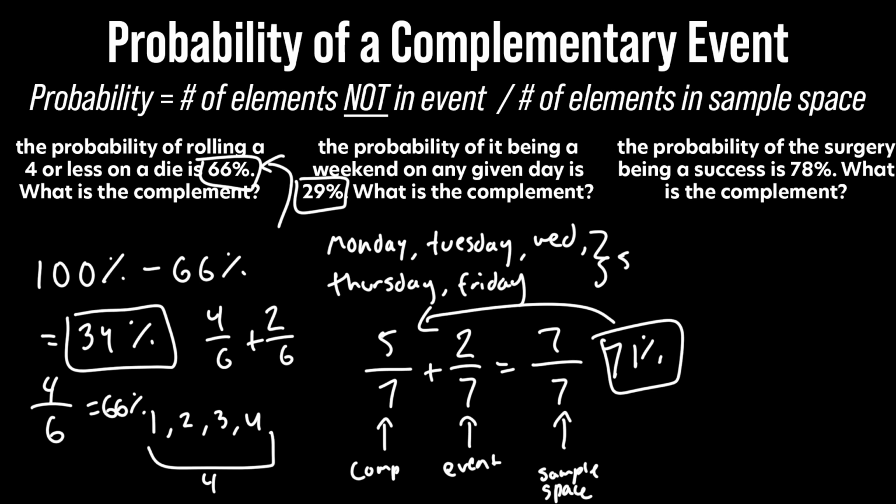Finally, we have the probability of the surgery being a success is 78%. What's the complement? Let's just do this one quickly. We have 100% here and subtract 78. And boom, our answer is going to be 22%.